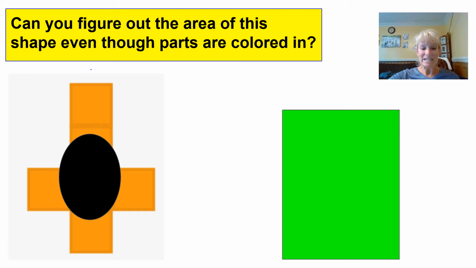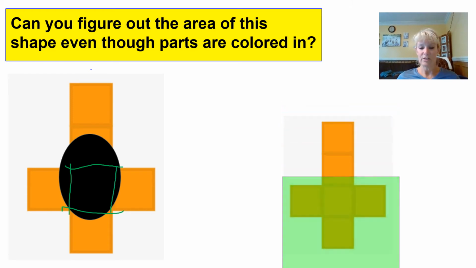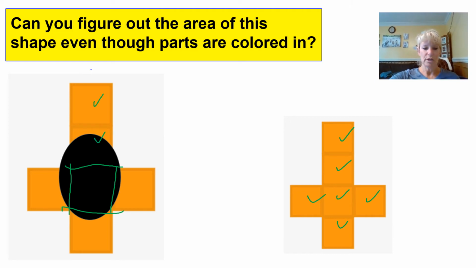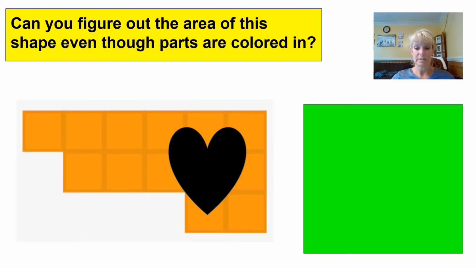Okay, did you imagine with your eye right here, imagine this right here, the part that was left out? If you can see right here underneath the green, I did the total. So I have 1, 2, 3, 4, 5, 6. 1, 2, 3, 4, 5, 6. So we would have 6 square units.